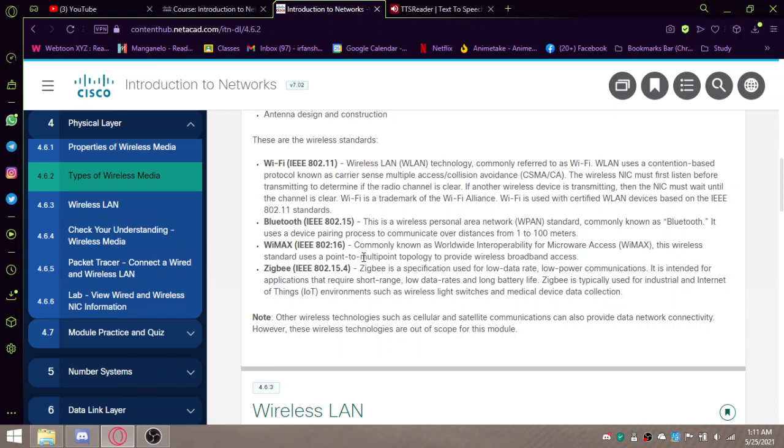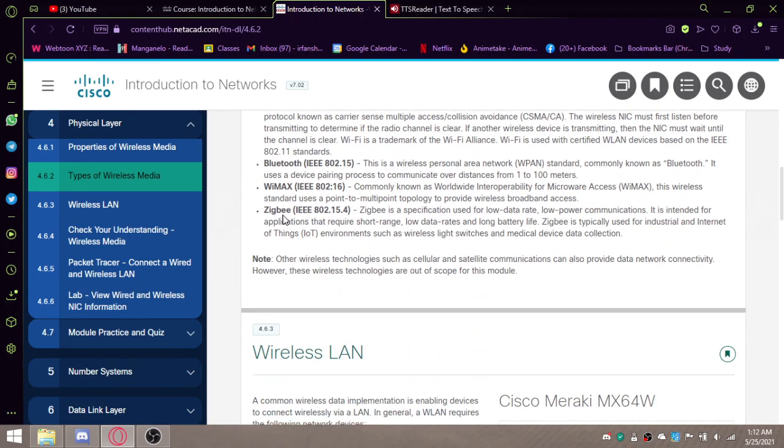WiMAX, commonly known as Worldwide Interoperability for Microwave Access, is a wireless standard used in point-to-multipoint topology to provide wireless broadband access. Ni 802.16, ni 802.15. Ni pula 802.4.